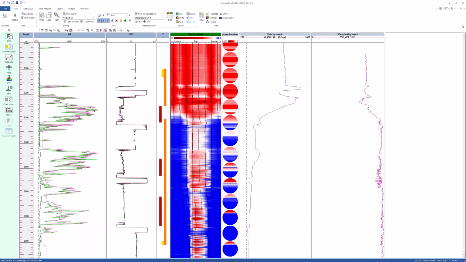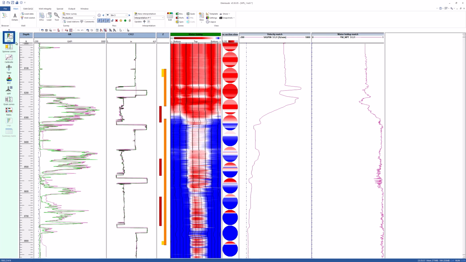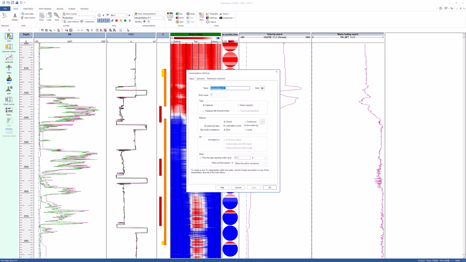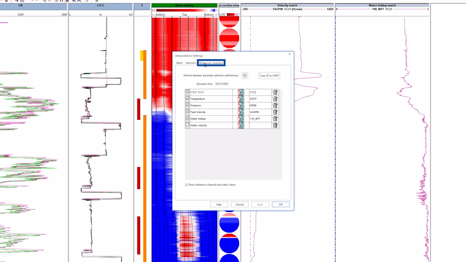In this example, the apparent velocity of a spinner and water holdup from electrical probes are already defined as input channels of the interpretation. To incorporate water flow log stations, go to Interpretation and Reference Channels.